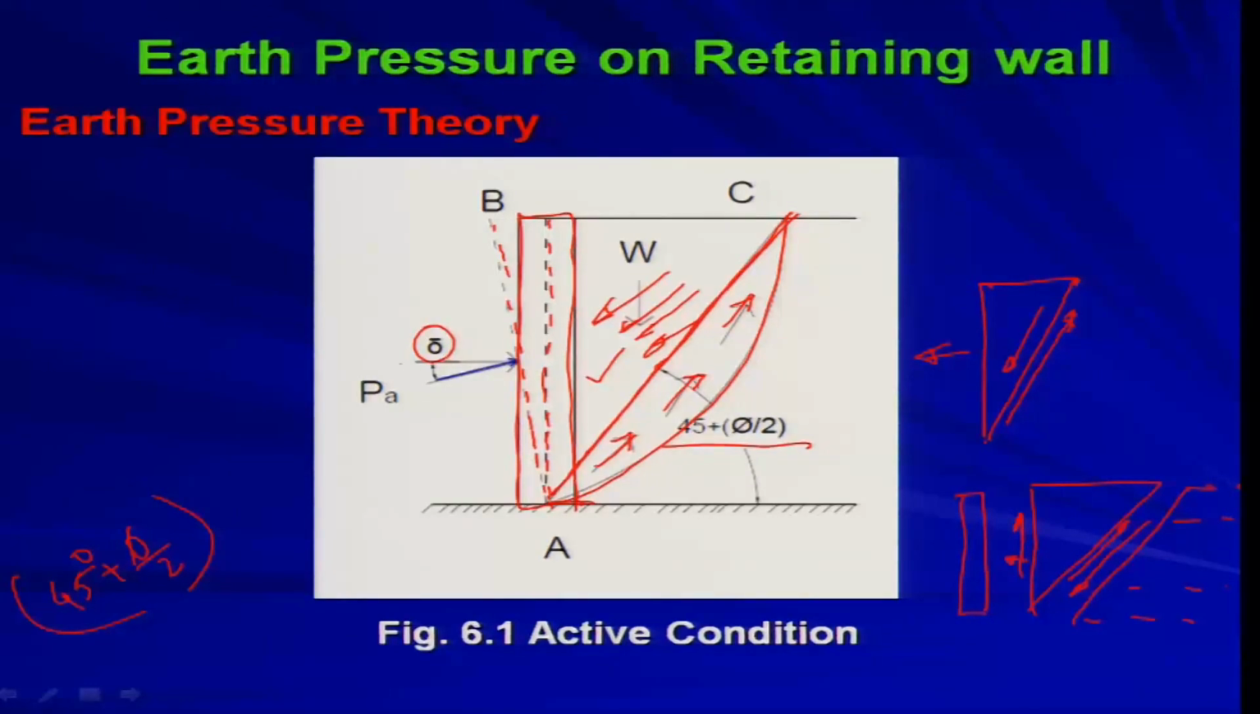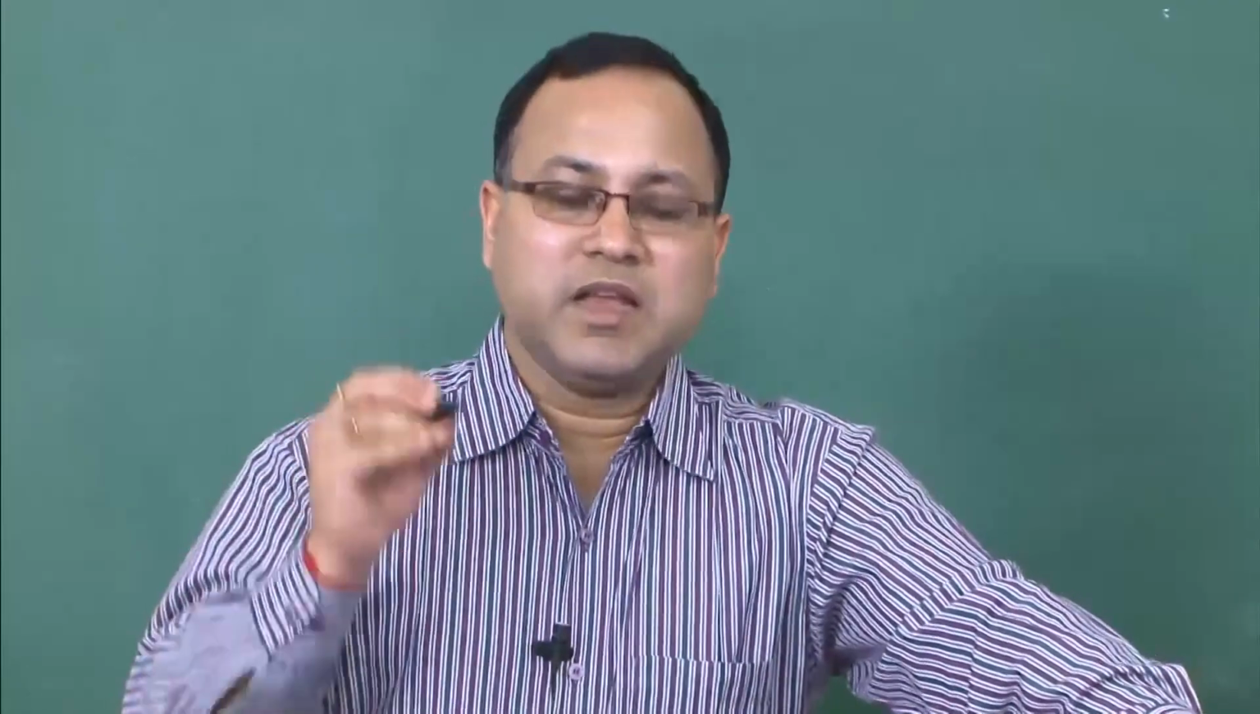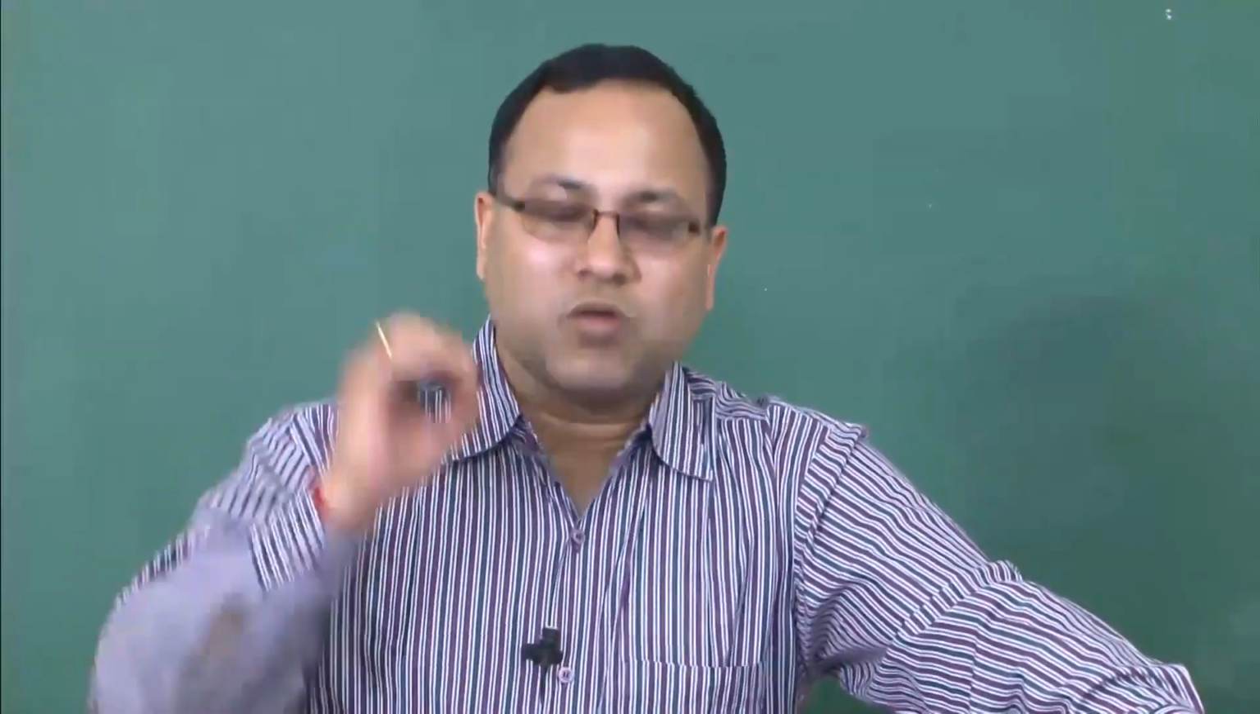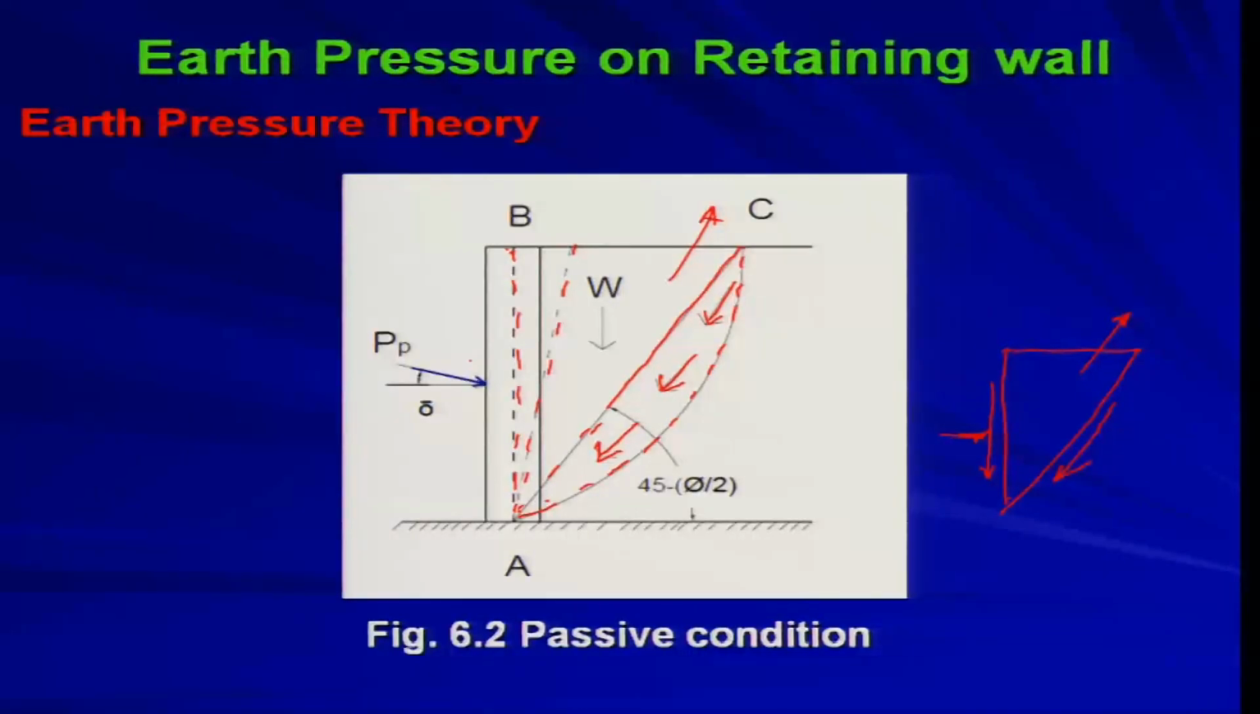If delta is 0, basically if the wall is smooth, then PA will be completely horizontal. If delta is not 0, then you will be having the PA which is inclined with the horizontal. Similarly, a similar situation happens for passive pressure also.